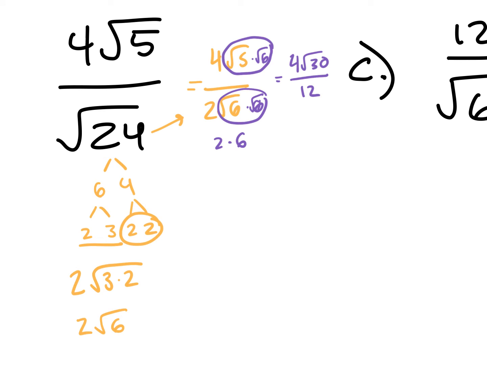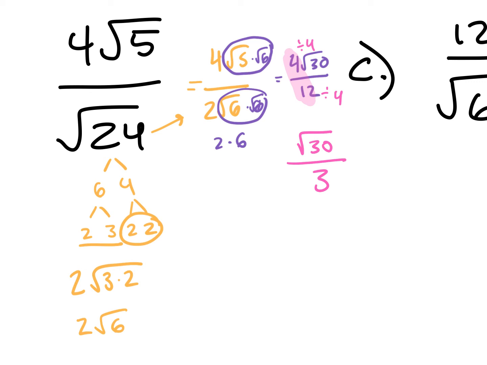Last step is, let's see if we can simplify. Do I have any numbers that can go into both 4 and 12? 4 goes into both of them. So that would be 1. So I just leave it as square root 30 on top over 12 divided by 4 is 3. So square root 30 over 3.